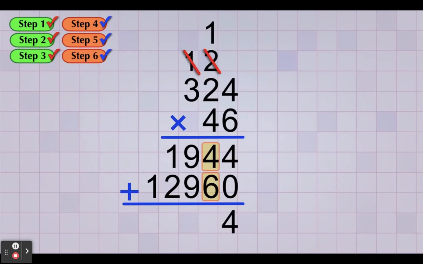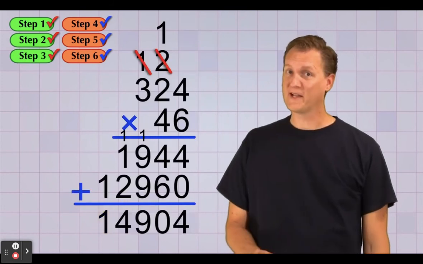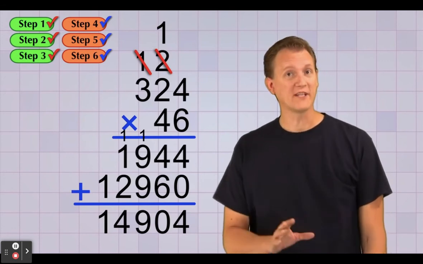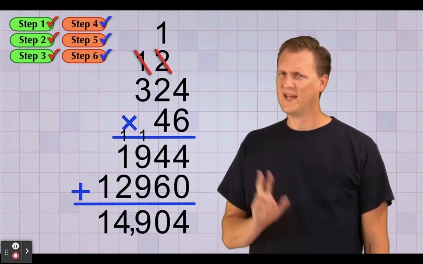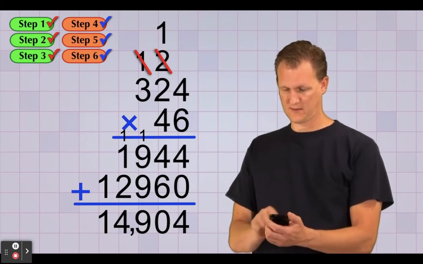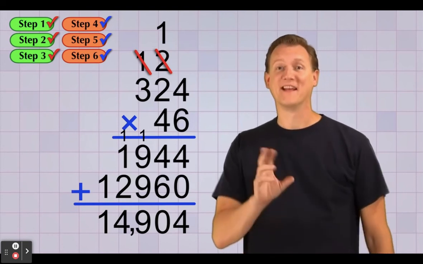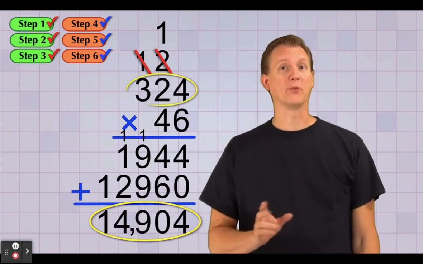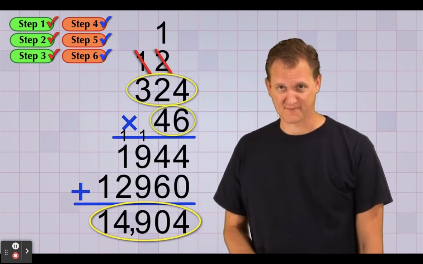4 plus 6 equals 10, so we carry the 1. 1 plus 9 equals 19, so we carry the 1 again. 1 plus 2 equals 4, and then our last answer digit is just 1. There, our final answer is a pretty big number, 14,904. Let's double check with a calculator to make sure we got it right. Let's see. Yep, that's exactly what you get when you multiply 324 by 46.